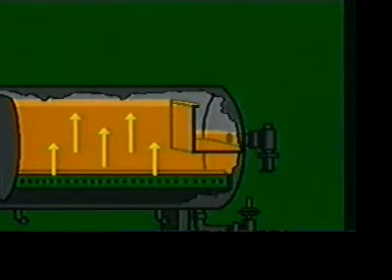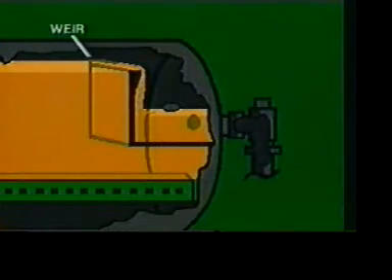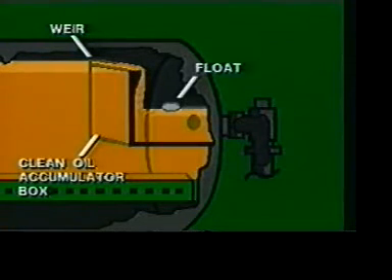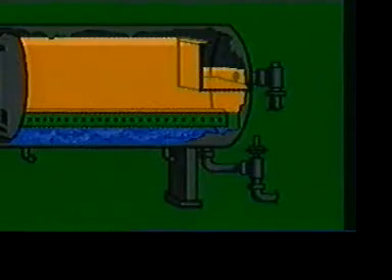After passing through the settling section, clean oil spills over a weir into the clean oil accumulator box. The oil level in the accumulator box is controlled by a float. As the clean oil level rises, the float moves upward and opens the dump valve. The clean oil is removed from the treater until the oil returns to the preset level.